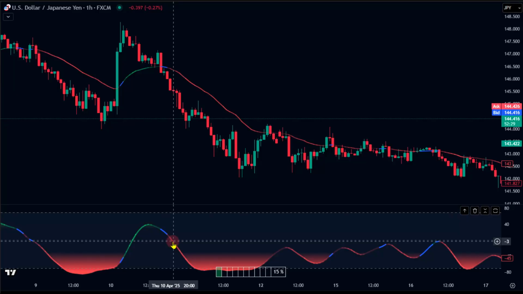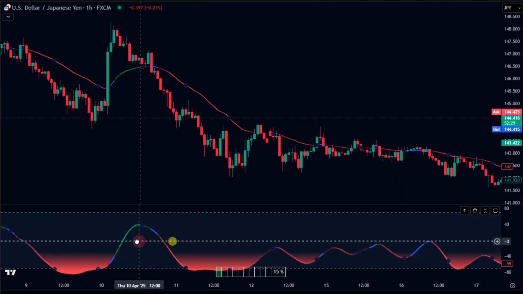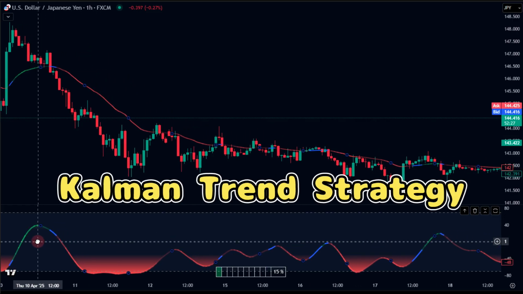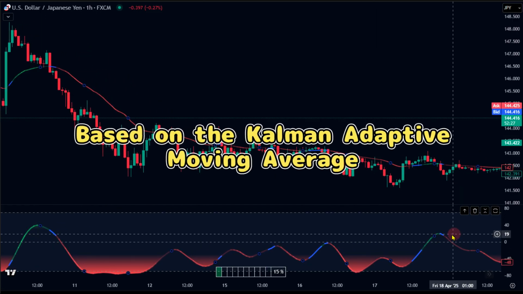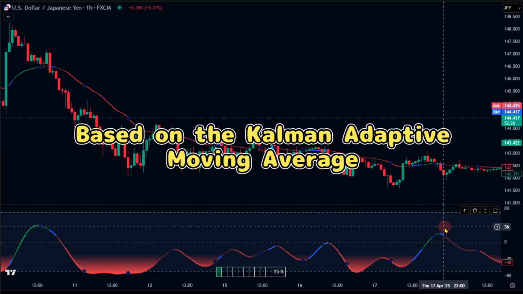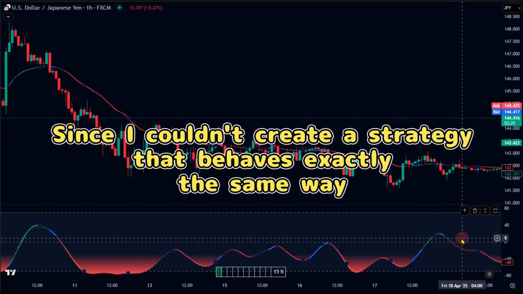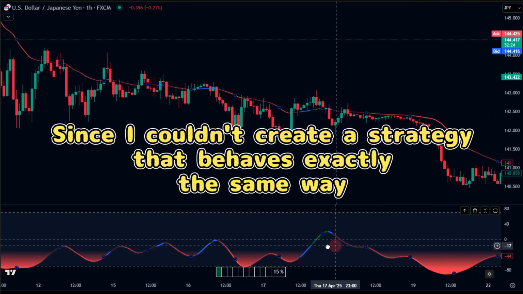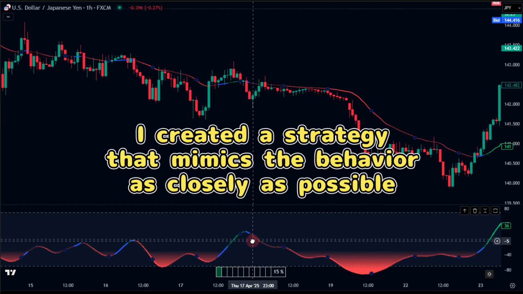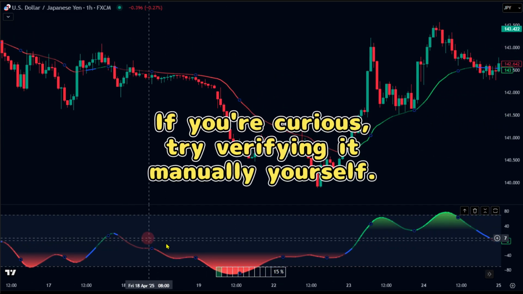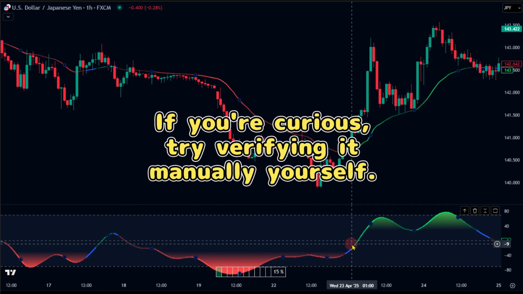Custom algo backtest results. Now, let me show you the backtest results of my custom strategy, the Kalman Trend Strategy. The strategy tested this time is a trend-following model based on the Kalman Adaptive Moving Average, also known as KARMA. However, I wasn't able to replicate the exact same behavior of the original strategy, so I created a custom version that closely mimics its movements for this test. Since it's not a perfect match, if you're interested, I recommend manually verifying it yourself.